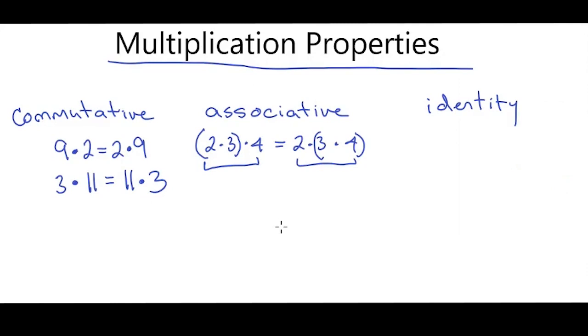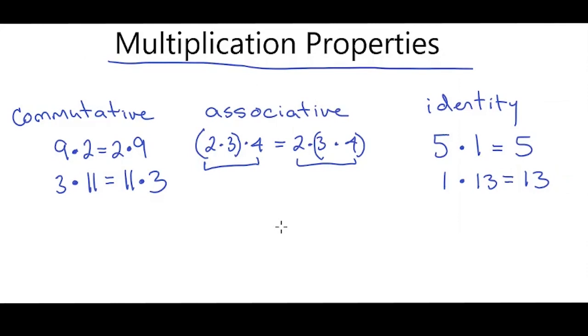Now, the identity property of multiplication is a little bit different. The identity property of addition was when you add 0, the number keeps the same value. Well, with multiplication, if I have 5 and I multiply it by 1, I still have 5. So 1 multiplied by any number still gives us that number. And that's the identity property of multiplication.